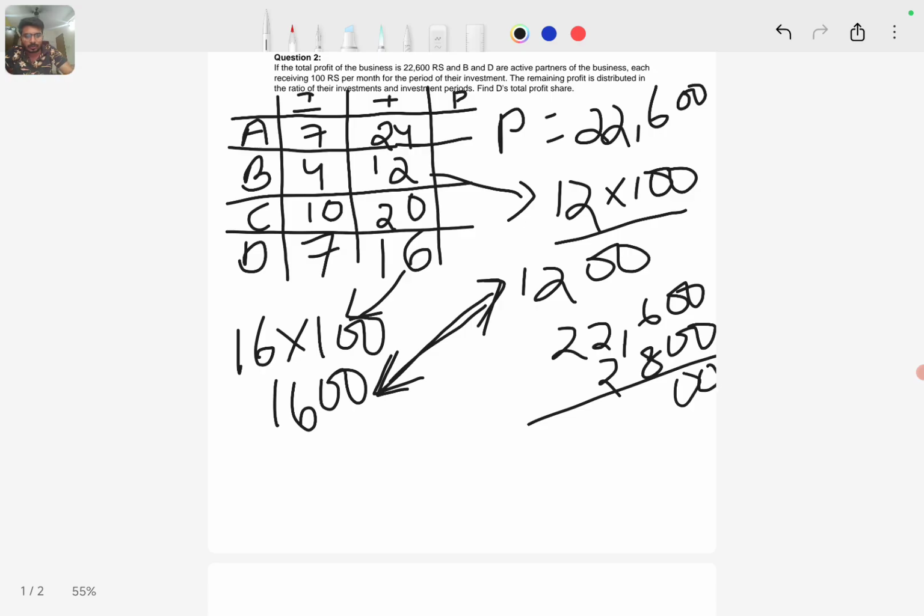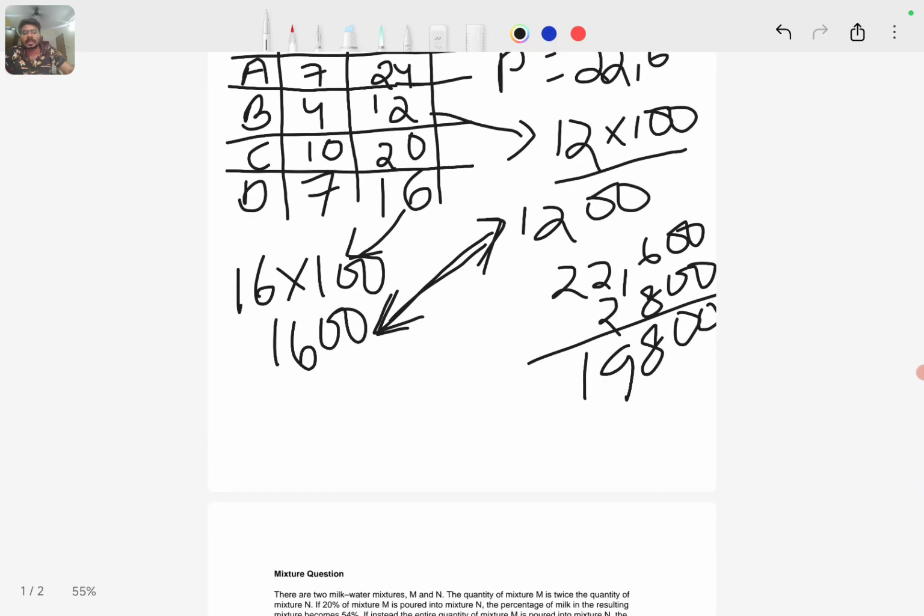22,600 minus 2,800 gives 19,800, which is the remaining profit after the active partners have taken their portion of profit, because they are active partners.